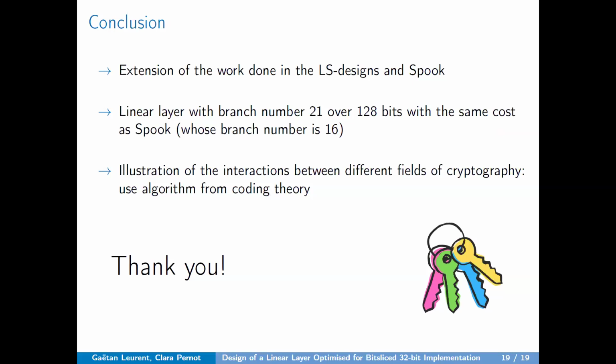So in this work, we extend the work that was done in the LS design and in Spook, and we propose a linear layer that operates on 4 32-bit words, and that has a branch number 21, which is higher than the branch number of Spook, which was 16. And we also illustrate the interaction between different fields of cryptography, because we use an algorithm from coding theory to find some linear layers. And that's all.